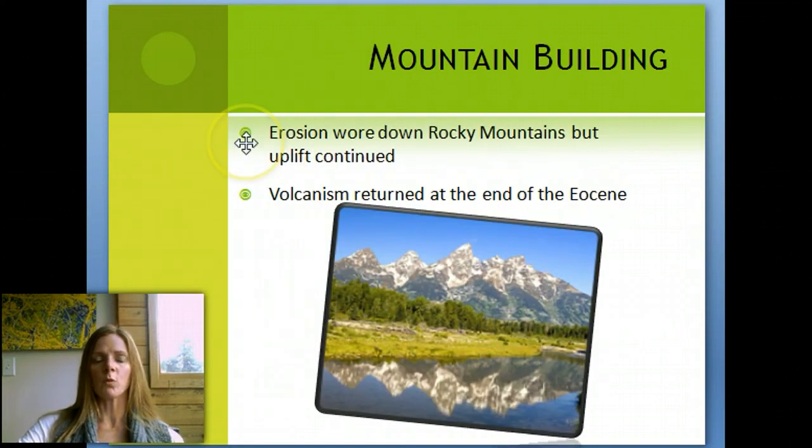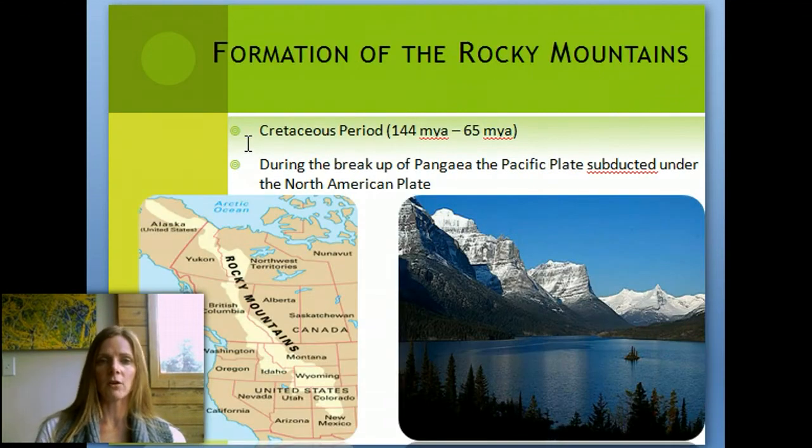Mountain building. So erosion wore down the Rocky Mountains, but uplift continued. Volcanism returned at the end of the Eocene, so you have more volcanoes and active volcanoes.